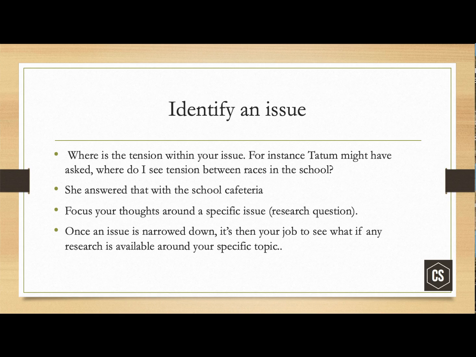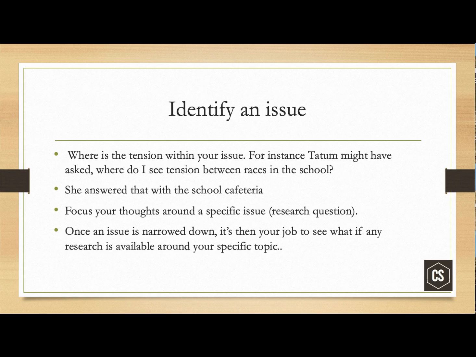Part of identifying issues, we talked about this in the very first few slides, is where is the tension within your issue. We read an article sometimes in my class, we didn't this semester, by a lady named Tatum who asked, where do I see tension between races in school? And she ends up writing it about the school cafeteria. In fact, it's called Why Do All the Black Kids Sit Together in the School Cafeteria? These ideas help focus your thoughts around a specific issue, which becomes your research question. So she asked, where's the tension between races in school?